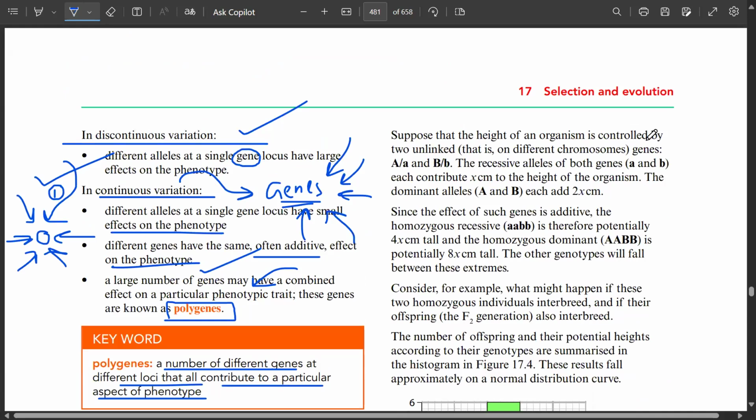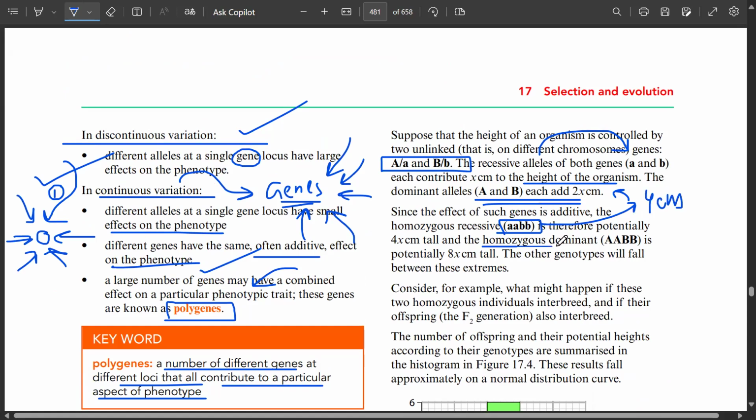Suppose that the height of an organism is controlled by two unlinked genes, कैपिटल ए स्मॉल ए, कैपिटल बी स्मॉल बी. इसमें रिसेसिव एलील जो है ना, ए और बी, वो कंट्रीब्यूट करते हैं हाइट के लिए. डोमिनेंट एलील्स दोनों 2x सेंटीमीटर ऐड कर देती है. Since the effect of genes is additive, the homozygous recessive would be how much tall? ए ए ए ए, ये कितनी टॉल हो जाएगी? 4 सेंटीमीटर ओनली.